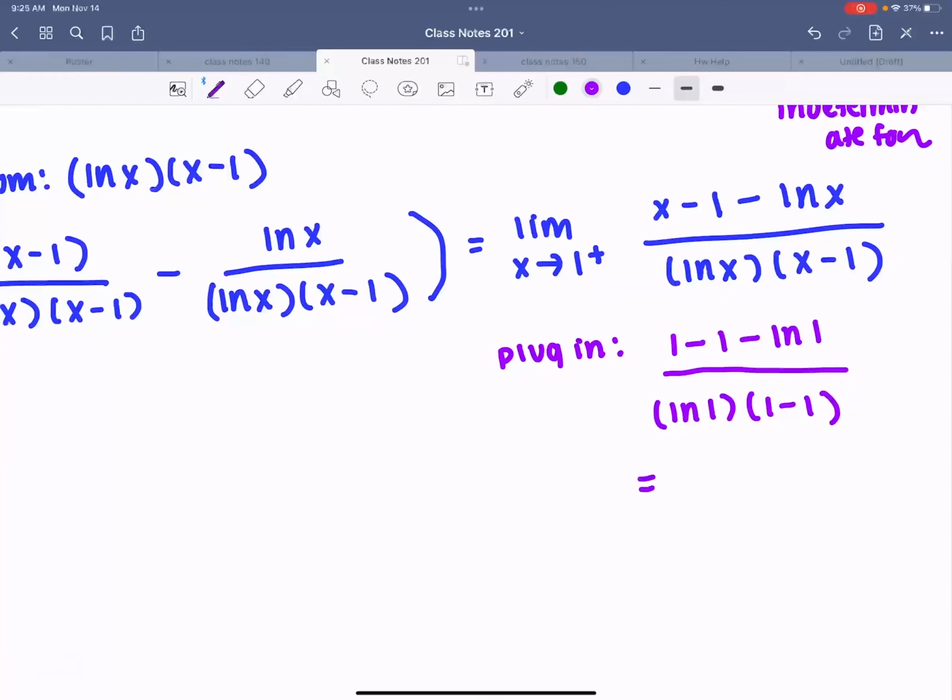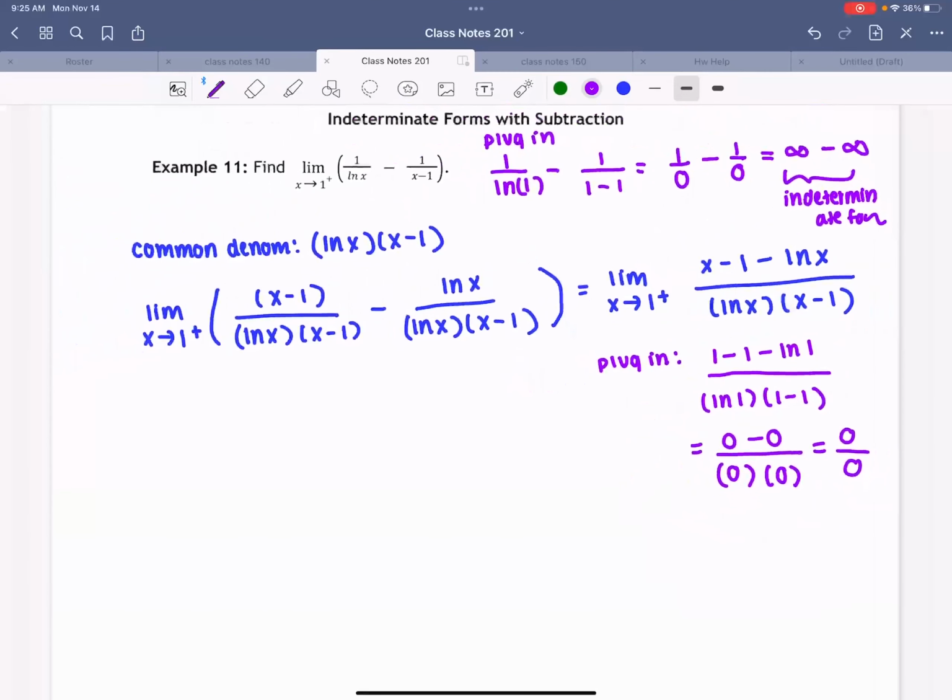1 minus 1 is 0. What's ln of 1? 0. Good. I'm not going to ask it again on the bottom. We have 0 times 1 minus 1 is 0. So it looks like we have 0 over 0. Remember, 0 over 0 is the first indeterminate form that we've ever looked at. We definitely can do some work with this. So we definitely can use L'Hopital's rule.